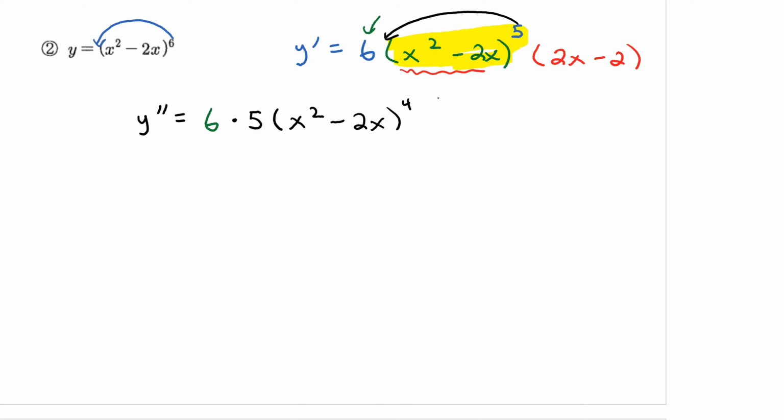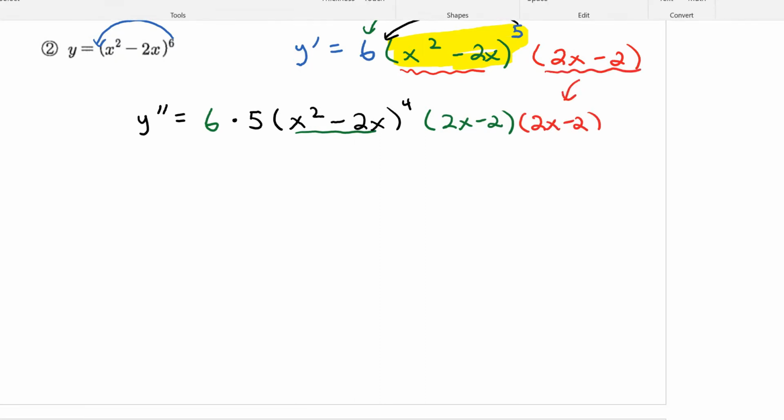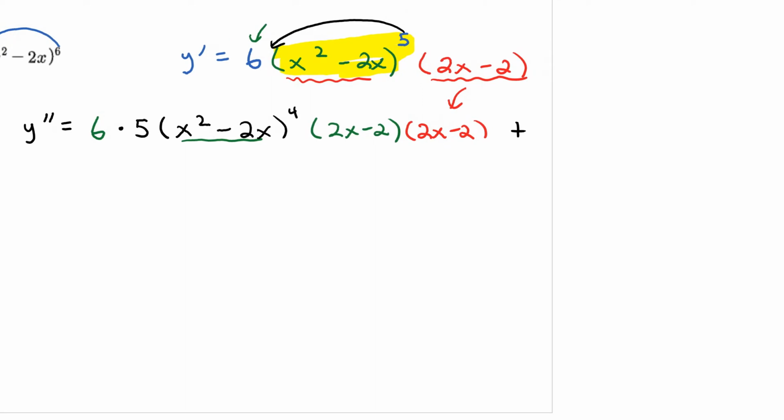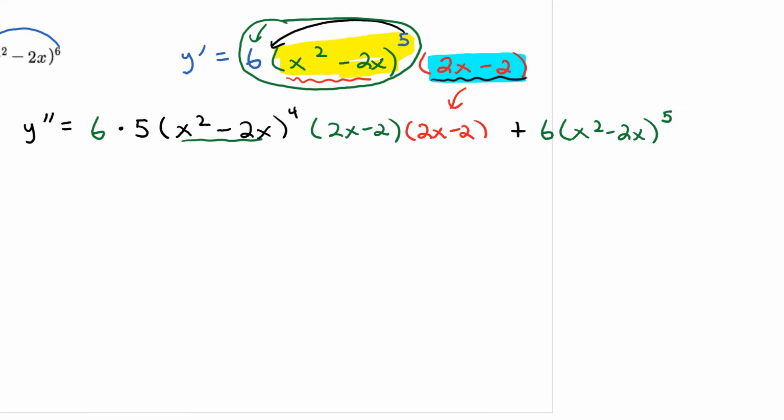And then the chain rule states that you need to take the derivative of this inside guy, and that's going to be 2x minus 2. And then we just tag along the second term, which is going to be 2x minus 2. So this guy gets tagged along down there. And then the product rule now states that you need to add the first guy, which remains the same. That's going to be 6 bracket x squared minus 2x to the power 5. And then the product rule states that you need to take the derivative of your second term, which is just 2. So the derivative of that guy is just 2.